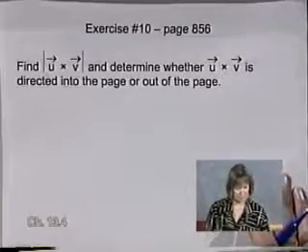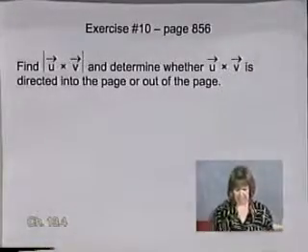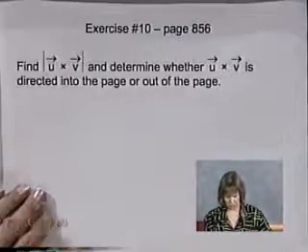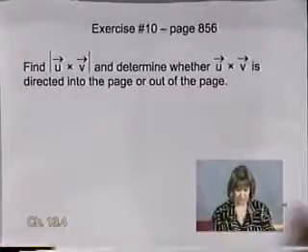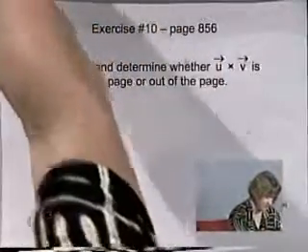All right, let's look at this one. This is exercise 10 on page 856. It says, find U cross V and determine whether U cross V is directed into the page or out of the page, except whoever did this one forgot to put what the rest of the directions were on U cross V. So let me take my book, which is page 856, and just copy the problems. Since we forgot to type the whole problem, we just have the directions. So number 10, I'll redraw the picture.